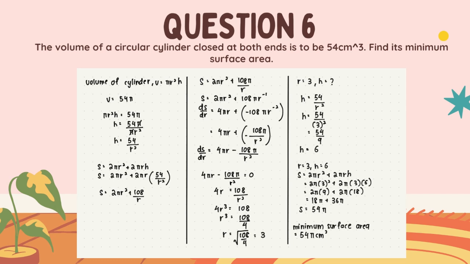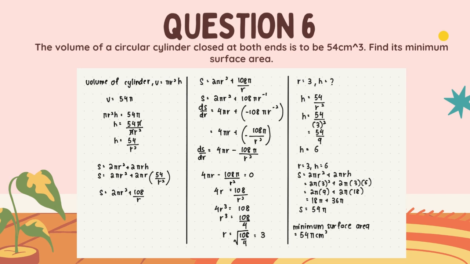After that, to minimize the surface area, we need to find the critical points by taking the derivative of S with respect to r and setting it to 0. So we differentiate the equation we calculated just now, and we get dS/dr = 4πr − 108π/r². After we differentiate, we set the equation equal to 0, so 4πr − 108π/r² = 0. We make r the subject, so r = 3.